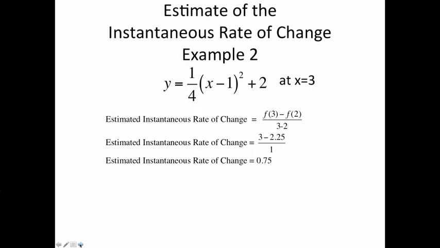If we look at example 2 and we choose a point on the left side of the point of interest, then we're going to have f of 3 minus f of 2 over 3 minus 2, which gets us 0.75, slightly different. The third method is to pick a point that is equidistant on both sides. So I pick the points 4 and 2, with 3 in the middle of that. So we get 4.25 minus 2.25 over 2, which gives us an estimated rate of change of 1.